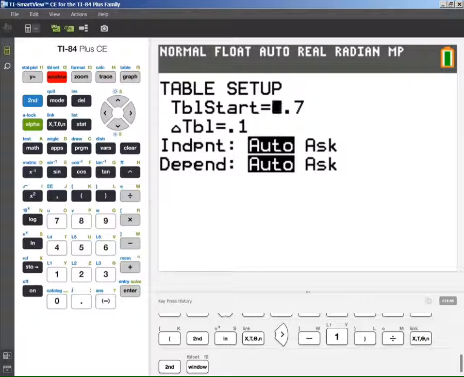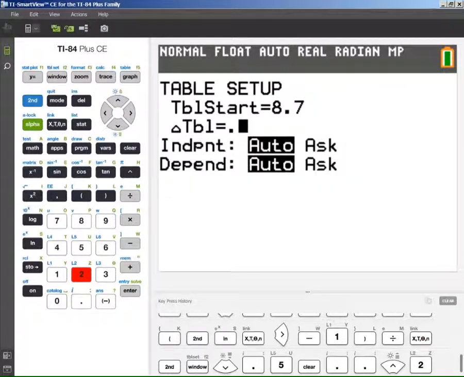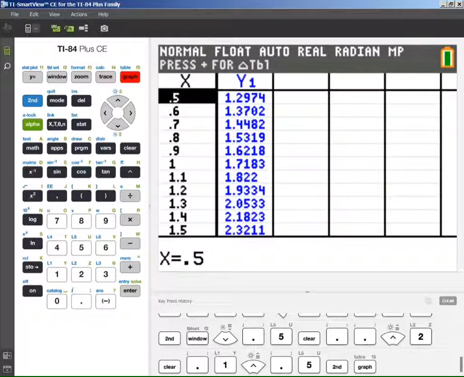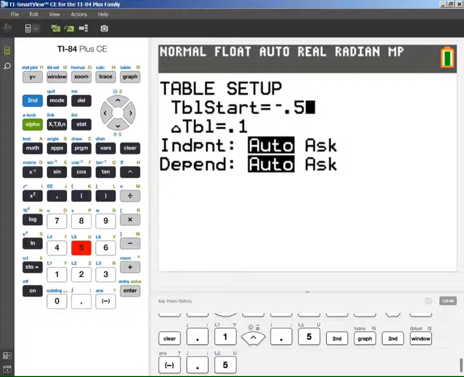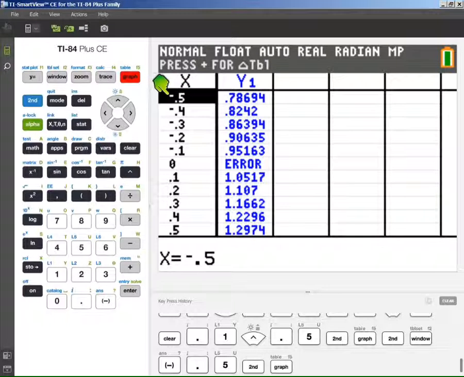0. It's approaching 0? Okay, so I want to start at like 0.5. No, I want to count by 0.1s, and I want to start at, dang it. Okay, start at 0.1, clear, 0.1, I'm going to go up, and that's going to stay 0.5. So let's look at my table. So as we're approaching 0, oh dang it. We should start at negative 0.5. Okay, now look at my table. There it is. So we're starting at negative 0.5, and we are approaching 0, and look, there's our error.